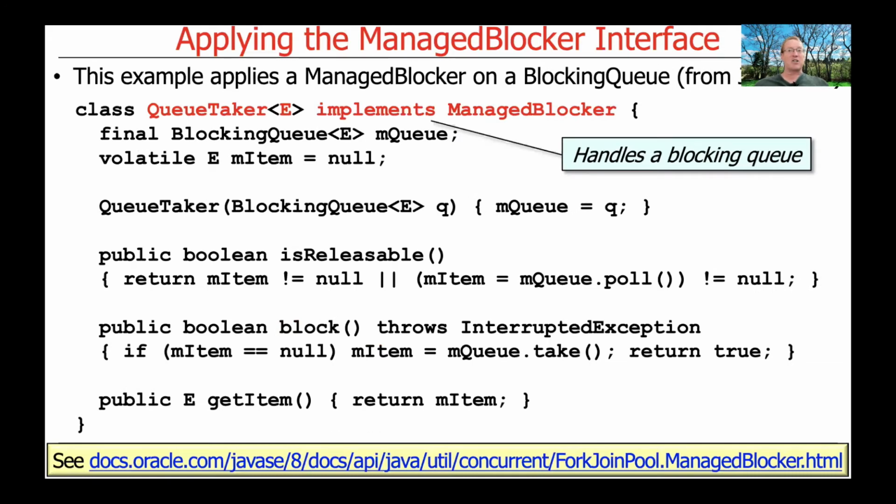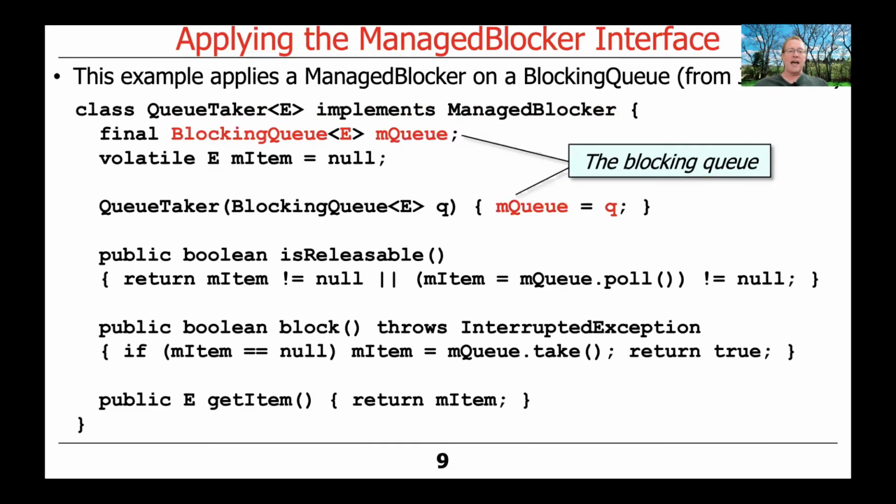Let's now shift our attention to a different example. This one's going to handle a blocking queue. So we call this QTaker. QTaker also implements ManagedBlocker, as you can see here. And it has a blocking queue field that it defines. And that blocking queue is set in the constructor of QTaker. So the blocking queue, which could be a LinkedBlockingQueue or an ArrayBlockingQueue or whatever, doesn't matter. It's a blocking queue. And so that'll be stashed away in the queue field.